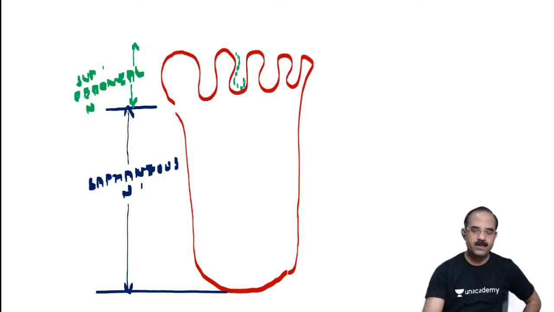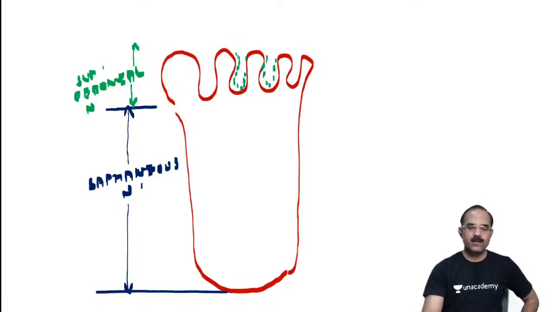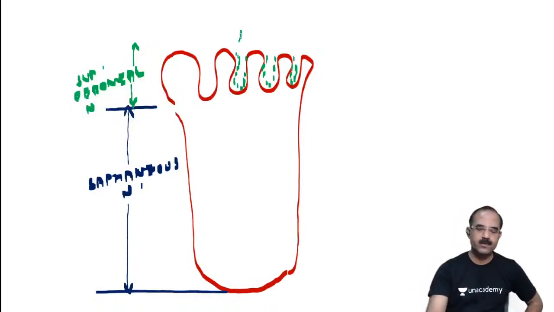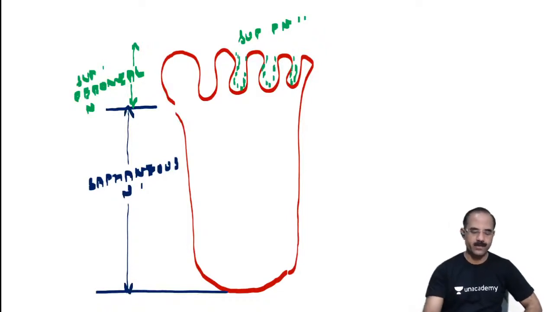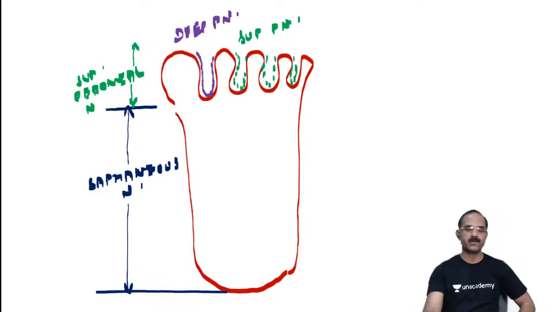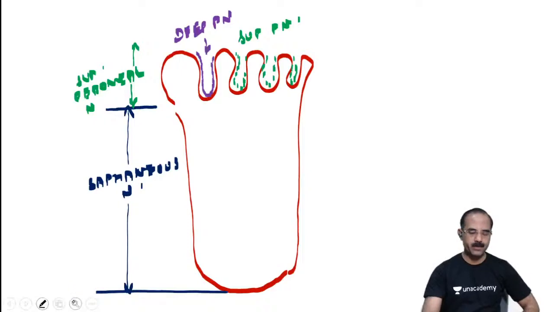All the web spaces, look at this. These are the web spaces, except the first, and they are supplied by the superficial peroneal nerve. Right, very good. The first web space, where we put our slippers, yes, this is the first web space, and this is supplied by whom? The deep peroneal nerve. The first web space is supplied by the deep peroneal nerve.